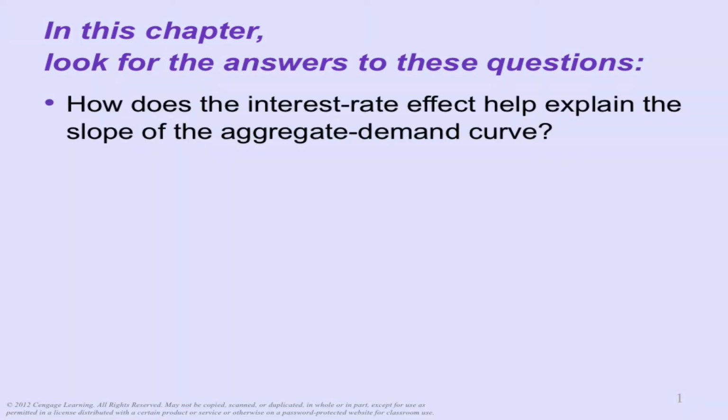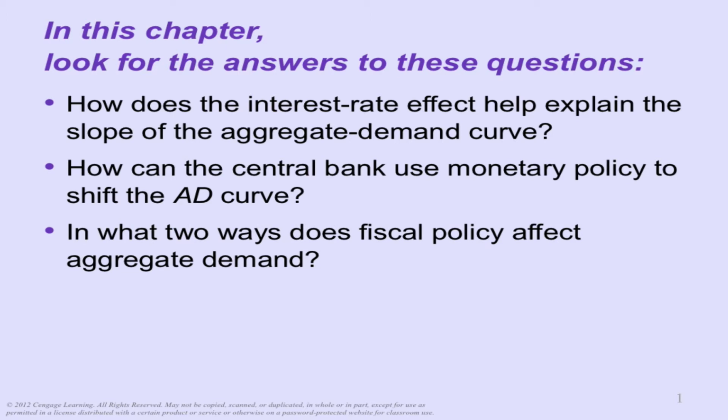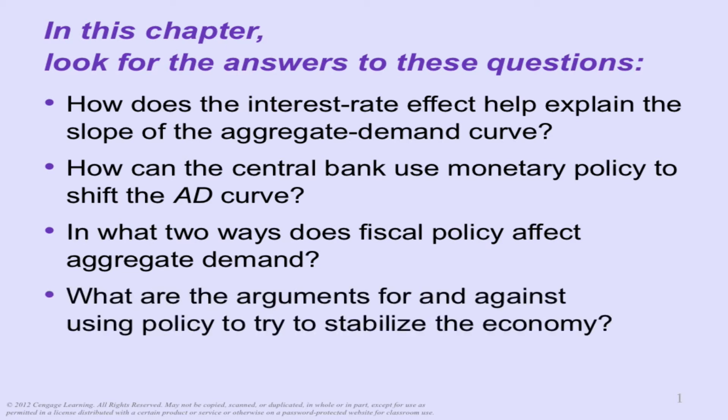How does the interest rate effect help explain the slope of the aggregate demand curve? How does the central bank use monetary policy to shift the aggregate demand curve? What are two ways that fiscal policy affects aggregate demand? And what are the arguments for and against using policy to stabilize the economy?